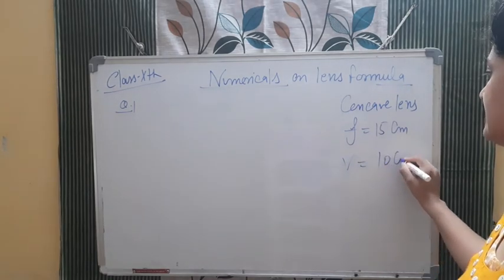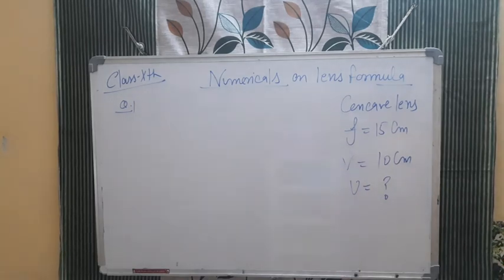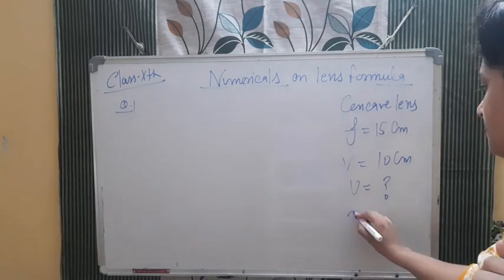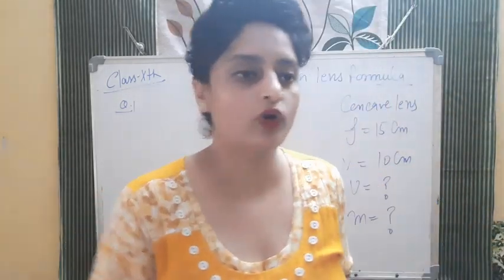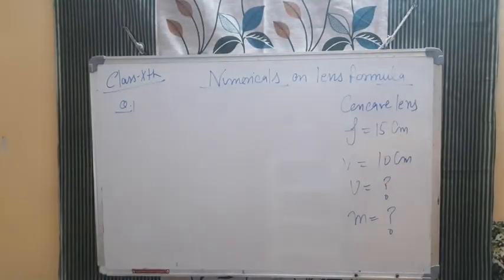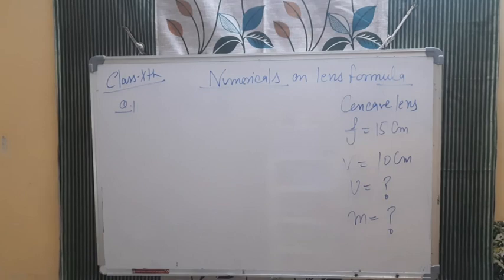V is given, 10 centimeter. U is what the question is asking: the distance of the object. Also find the magnification produced by the lens. I hope you got it. Again I am dictating it. A concave lens has a focal length of 15 centimeter. At what distance should the object from the lens be placed so that it forms an image at 10 centimeter from the lens? Also find the magnification produced by the lens.